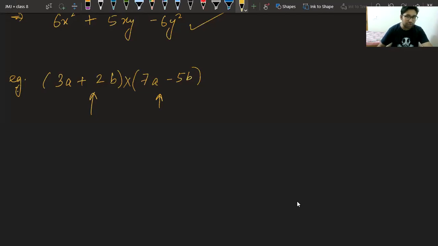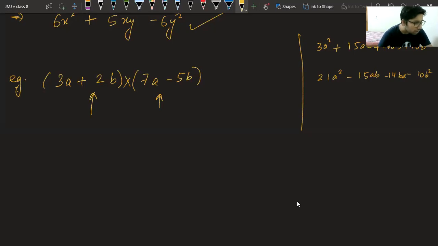Okay, Vardhan is giving the answer: 3a square plus 15ab plus 14ab plus 10b square. Then Harshul is giving 21a square minus 15ab minus 14ba plus minus 10b square. See how many different answers are coming.